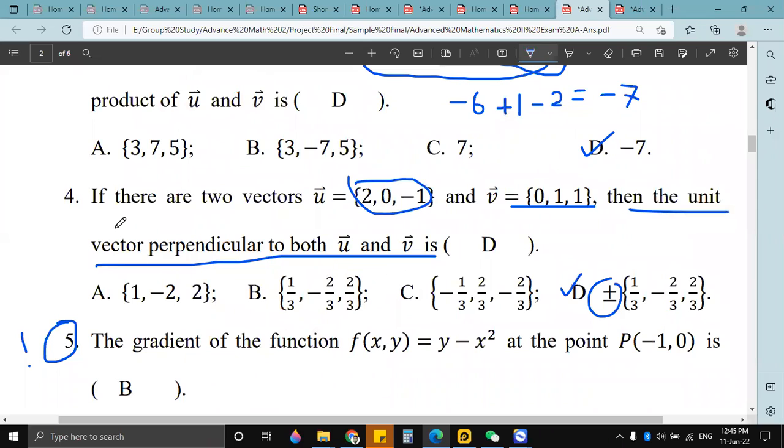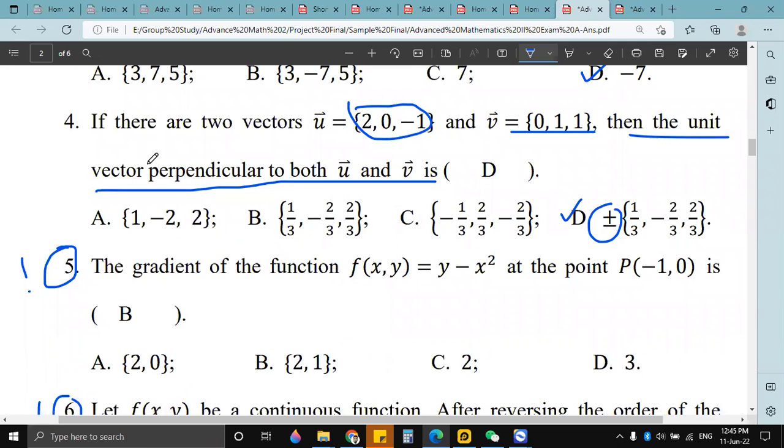Okay. We have: find the unit vector perpendicular to both u and v. Perpendicular means it's a 90-degree angle. Perpendicular or orthogonal means a 90-degree angle. If we have two vectors u and v, they will be at a 90-degree angle.